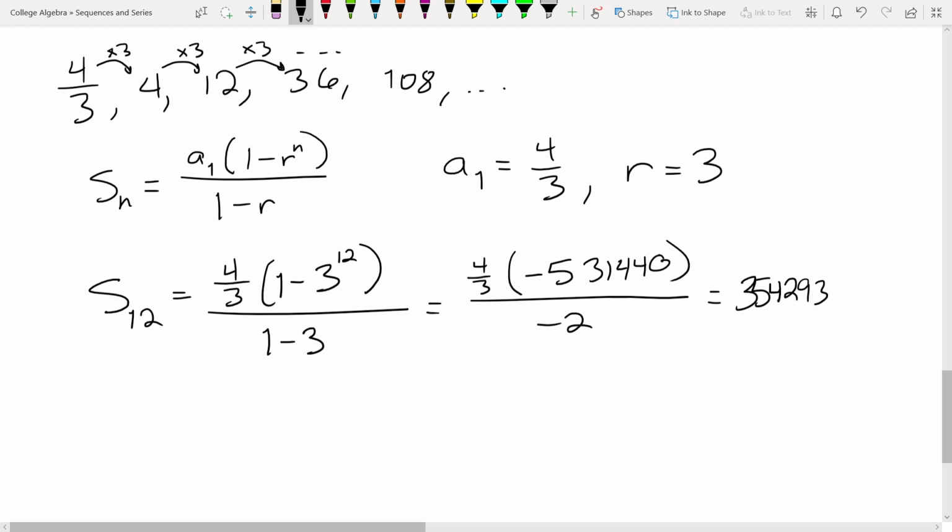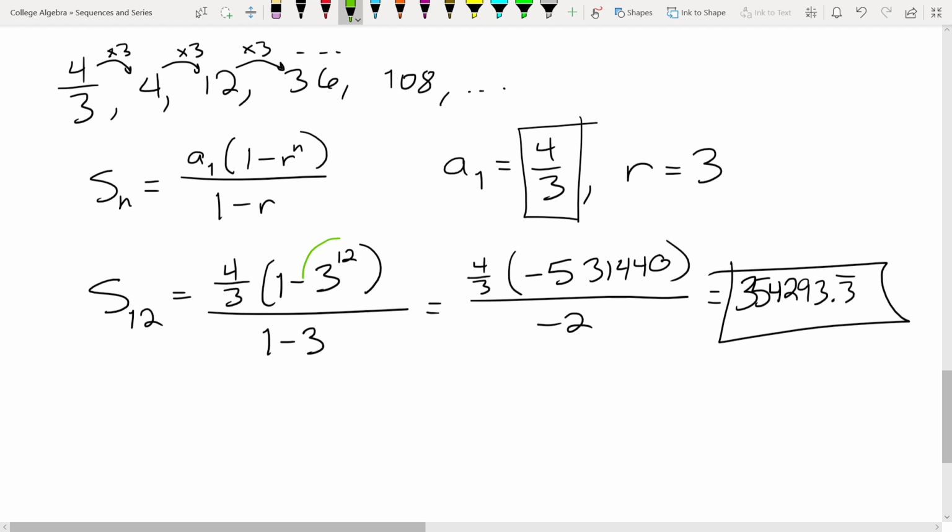354,293, and this is 0.3 repeating, which is the same thing as 1/3, and that comes from the fact that A1 has a decimal in there. So we have this as the sum of the first 12 terms of the sequence. Not too hard to work with. This can sometimes be long numbers, but just keep that in mind when you're working with it.